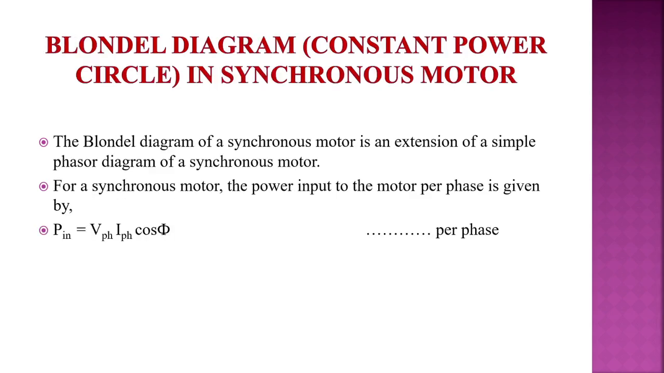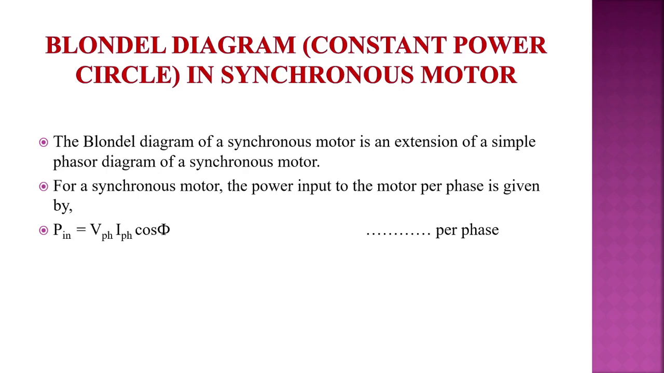Okay, now let us see the Blondel diagram in synchronous motor, or current and power circle diagram, as it is stated in your syllabus. It is the current and power circle diagram of synchronous motor, the constant power circle. Blondel diagram of a synchronous motor is an extension of the simple phasor diagram of a synchronous motor, which we have already seen in the previous classes: the phasor diagram for leading, lagging and unity power factor loads.